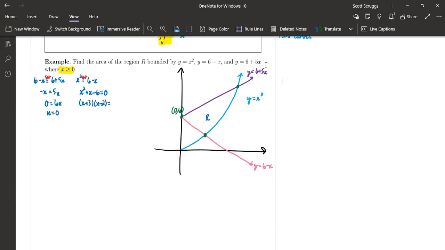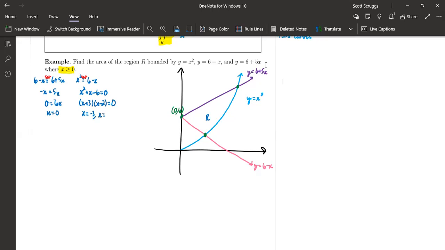So now I have the product of two terms equaling 0. If I have a product of two things equaling 0, that means one of those things has to equal 0. So that means either x plus 3 equals 0 or x minus 2 equals 0. But that only occurs if x either equals -3 or +2.